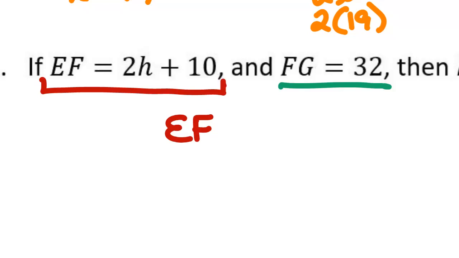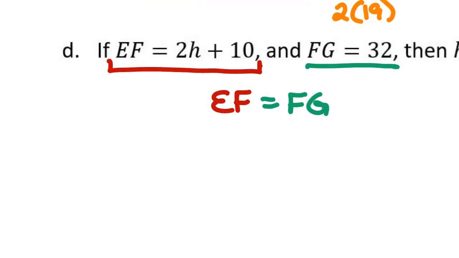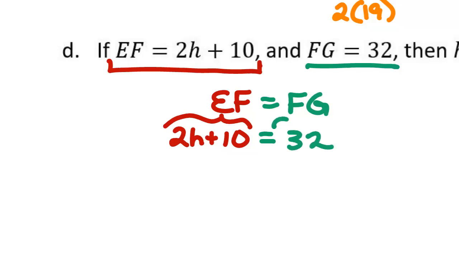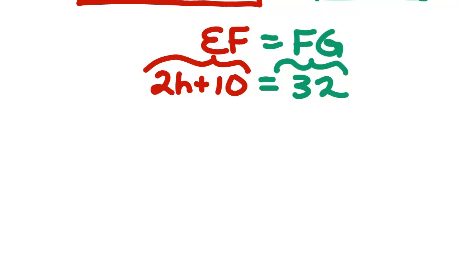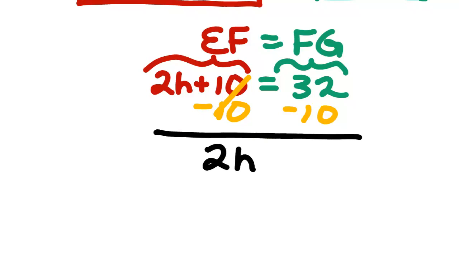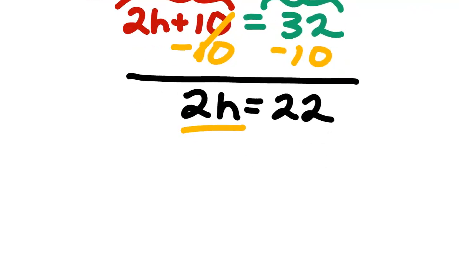EF is equal to FG. So now I can substitute in the place of EF, I'm going to put 2H plus 10. In the place of FG, we're going to put what? 32. I want to solve this for H. What should I do? Subtract 10 from both sides, which gives me 2H equals what? 2H equals 22. Well, if 2H equals 22, how big is H? 11.